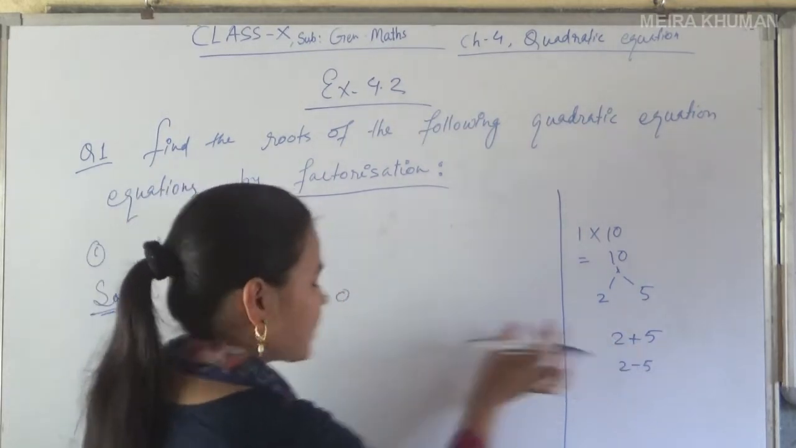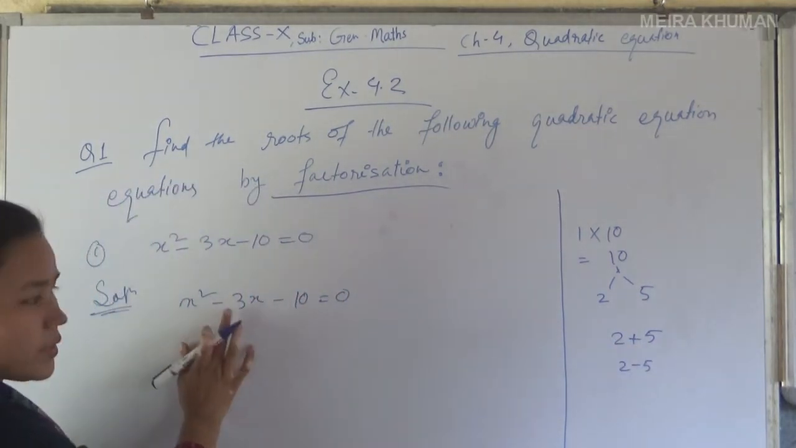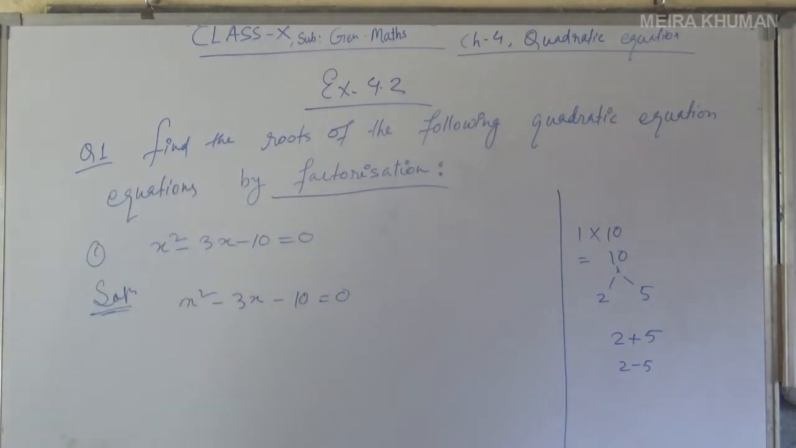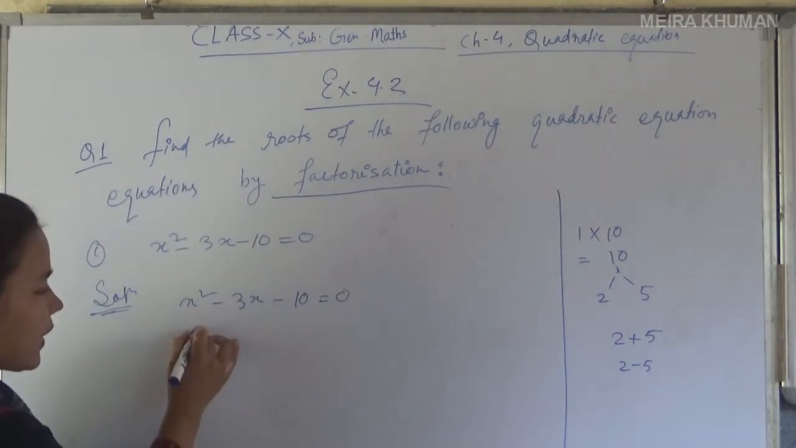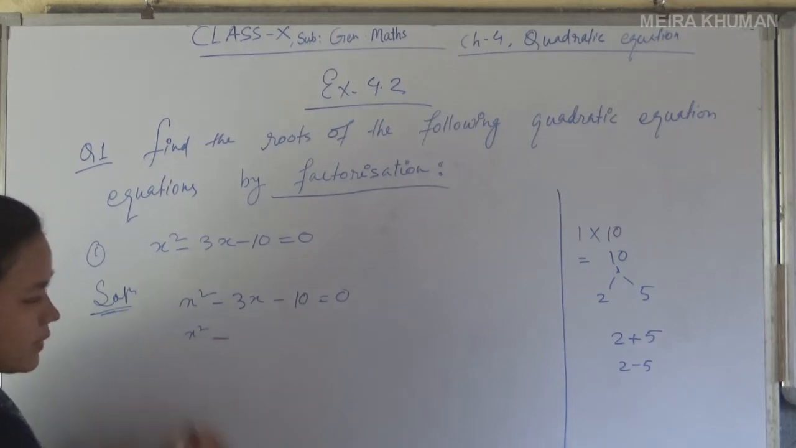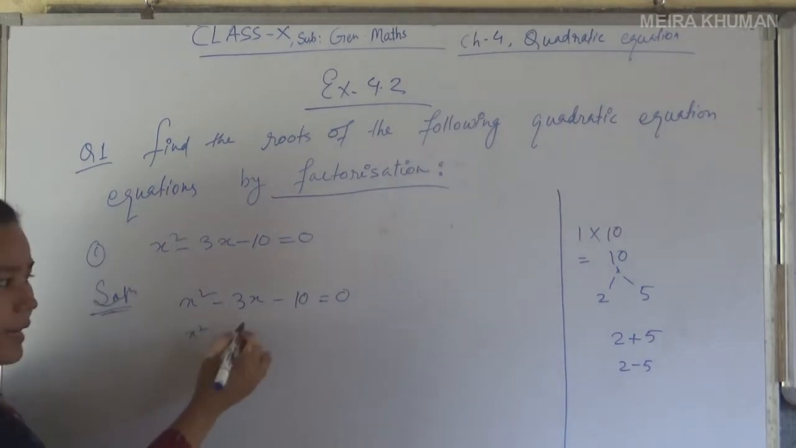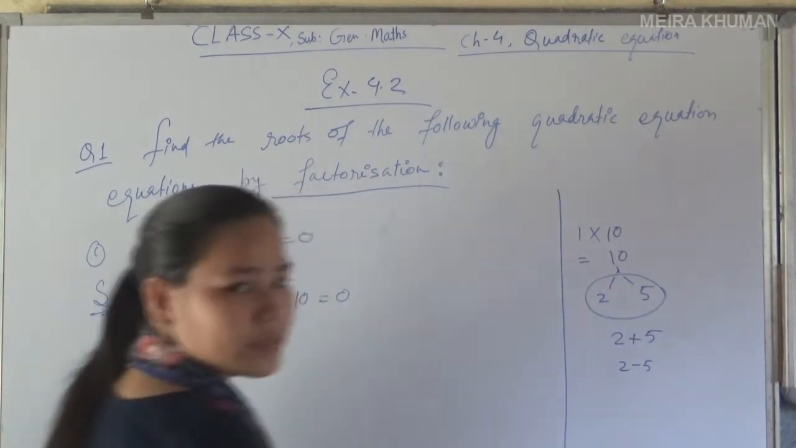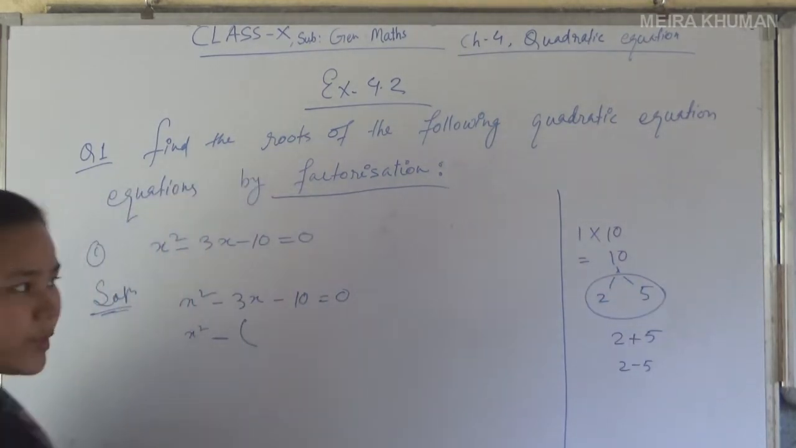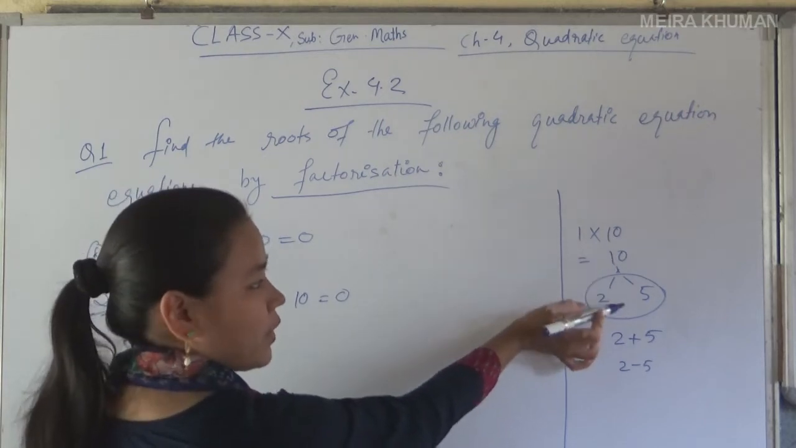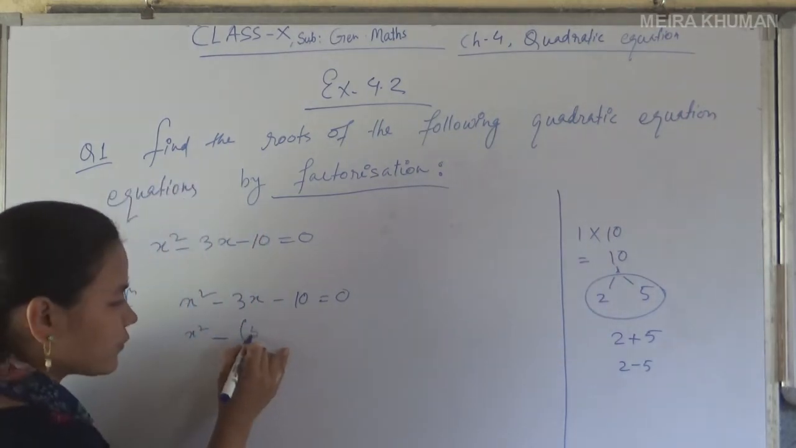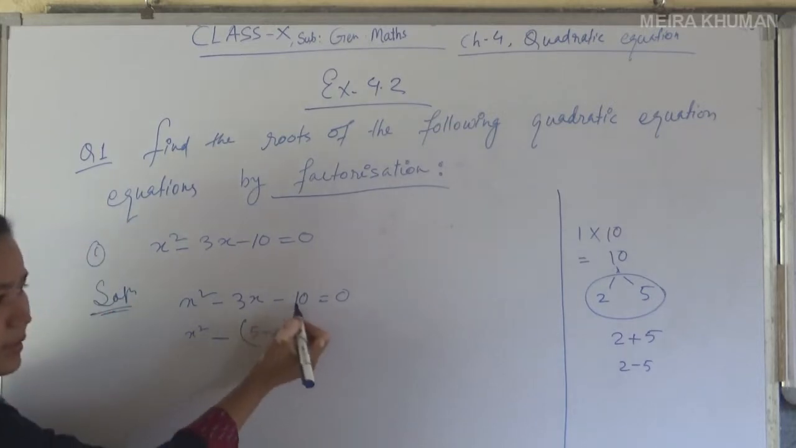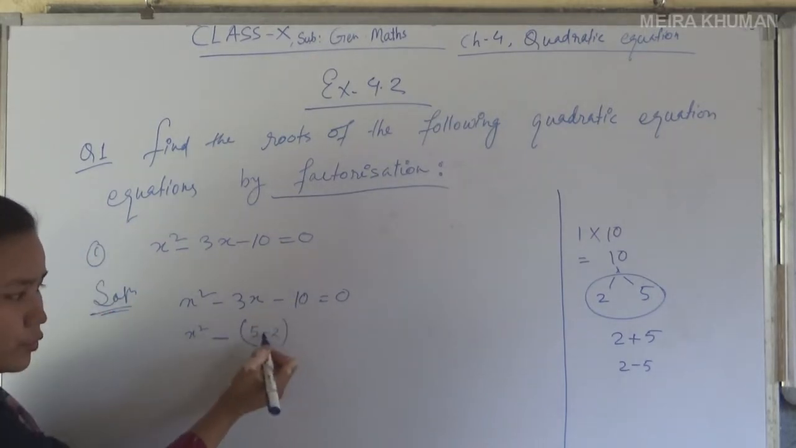So 2 plus 5 is 7, but the middle term is 3, so forget about this minus sign. 5 minus 2 is 3. Here is your minus sign. Then you are getting these two factors, 5 and 2. Factors of 10 are 5 and 2. So you should write 5 minus 2. Here minus because 10 has a minus sign.